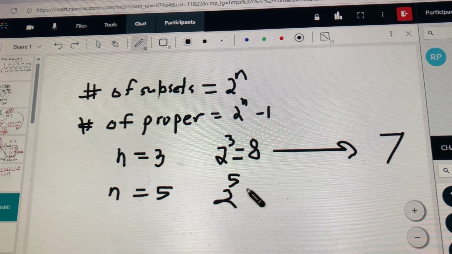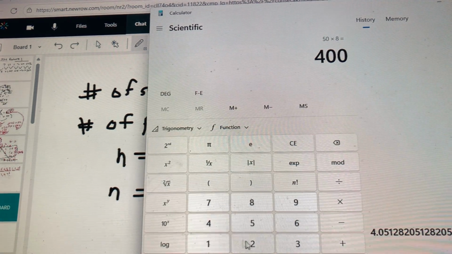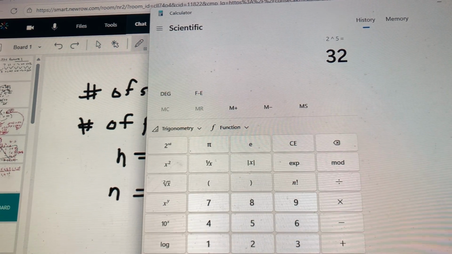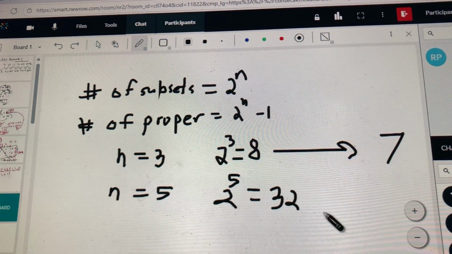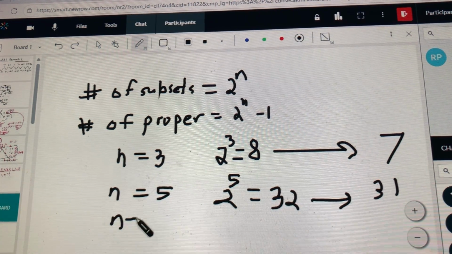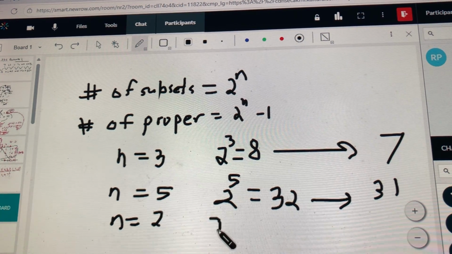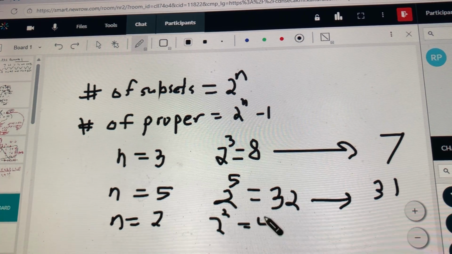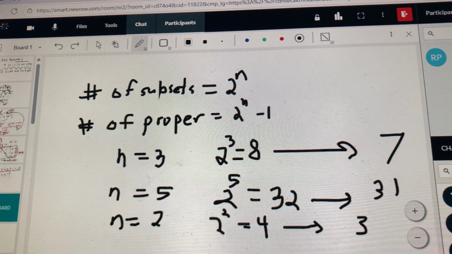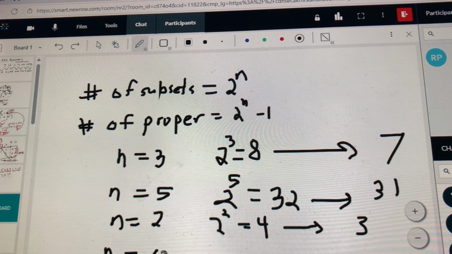Say n is 5. 2 to the 5th power turns out to be 32, and this is why it helps to have a calculator that has an exponent button. 2 raised to the 5th power is 32. Well, then there's 31 proper subsets. If you had a set of size 2, 2 squared would be 4, and then the propers would be 3, always 1 less.